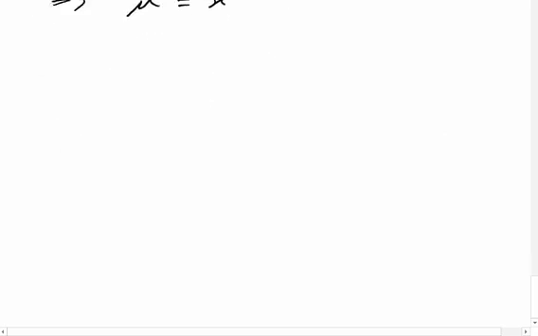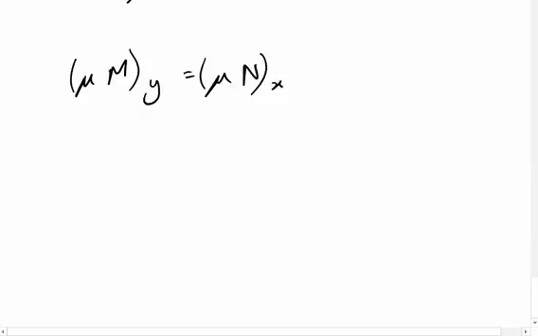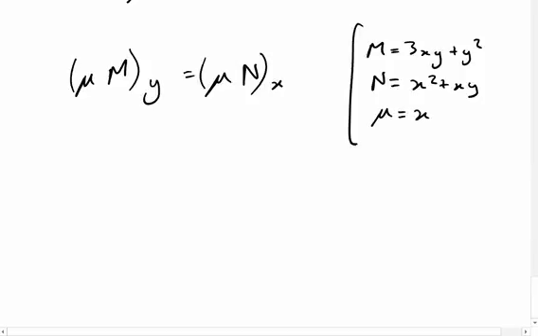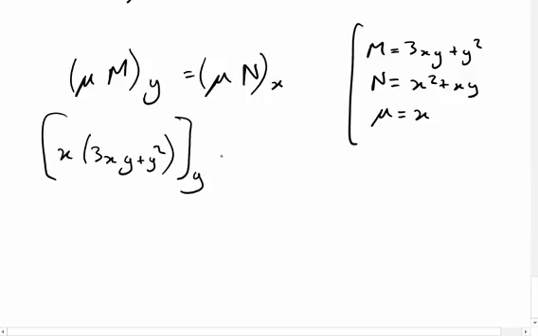I'm happy. So now the idea is that I want to make it exact. So I want to show that mu times M differentiated with respect to y has got to be equal to mu times N differentiated with respect to x. Let me write out what everything was again, and we had that mu was equal to x. So mu times M is x times (3xy plus y squared), which I want to differentiate with respect to y. That should be equal to mu times N, which is x times N, which is x squared plus xy, differentiated with respect to x. So I want to show that those two things are equal to each other.